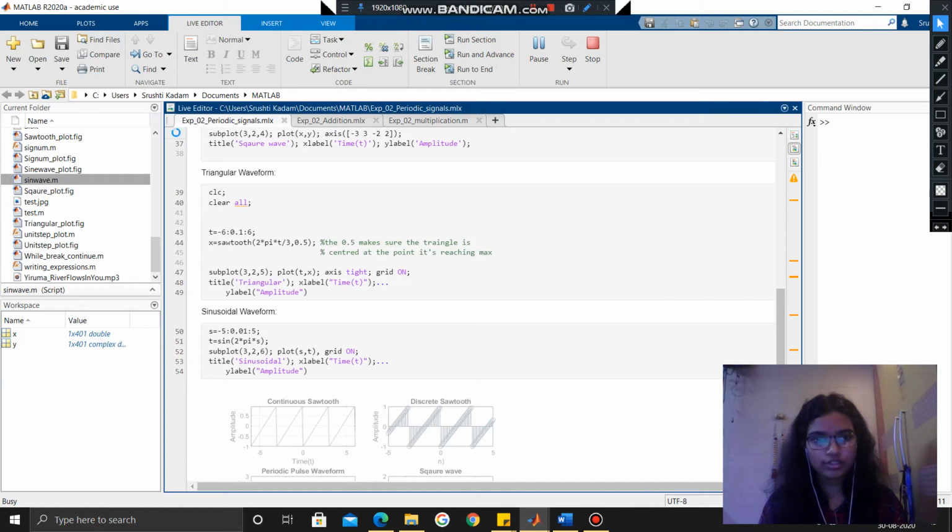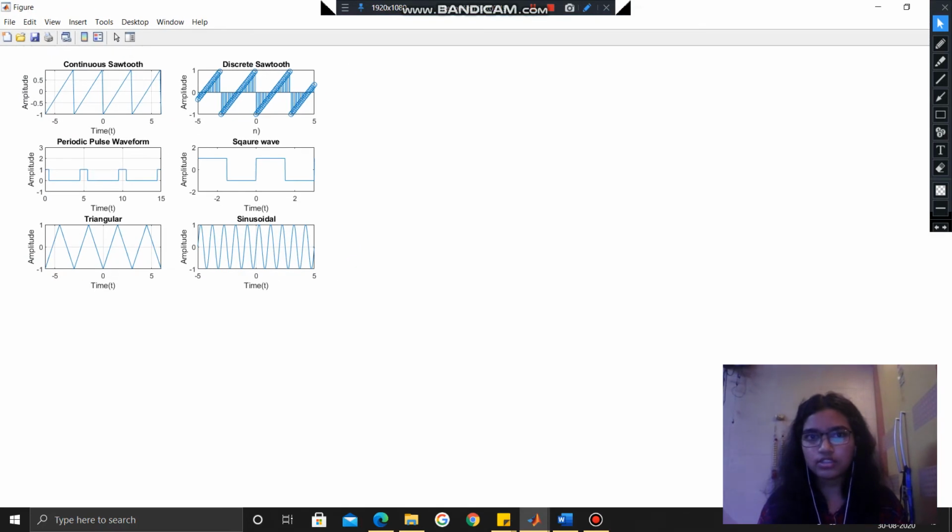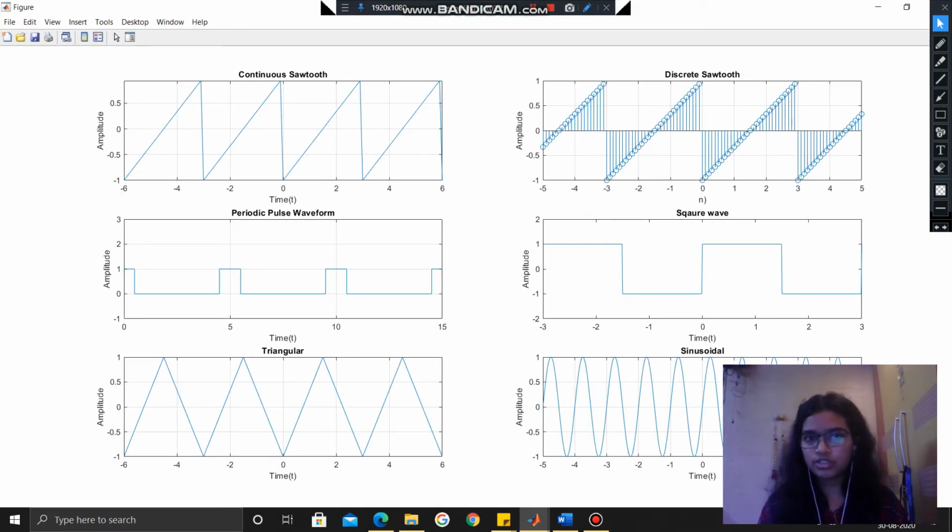See over here in triangular, I've written the same code as for sawtooth as it's the same function, except I've made it centered about the point where it's reaching the maximum value. These are our plots, as you can see. Continuous sawtooth, discrete sawtooth, periodic pulse waveform having a period of 5 as mentioned and a width of 1. Then this is a normal square wave, and this is a triangular and sinusoidal waveform.